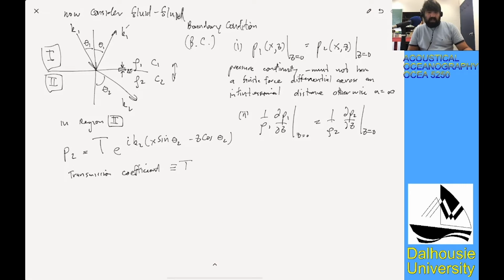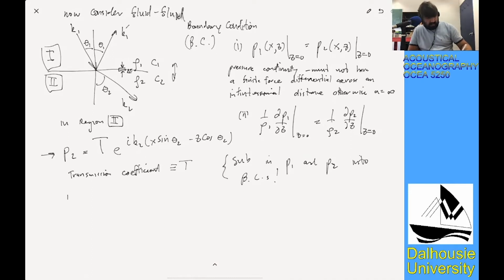Okay, so now the game is sub in P1 and P2, right? We have the P2 expression over here. P1's from a few pages back. Sub in P1 and P2 into BCs. We're just playing the same games that we always play, right?